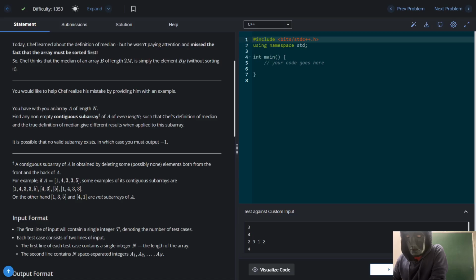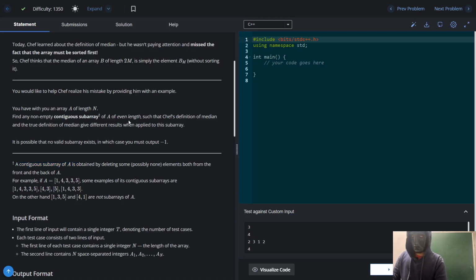You have with you an array A of length n. Find any non-empty contiguous subarray. We need to find any non-empty contiguous subarray, since a subarray is contiguous only. Also, as given here, a contiguous subarray of A is obtained by deleting some possibly zero elements from both the front and back of the array.